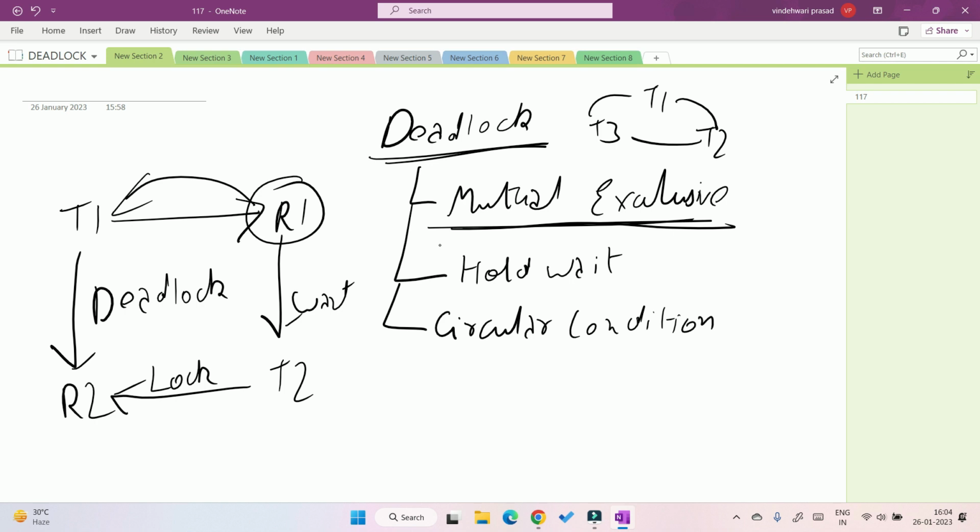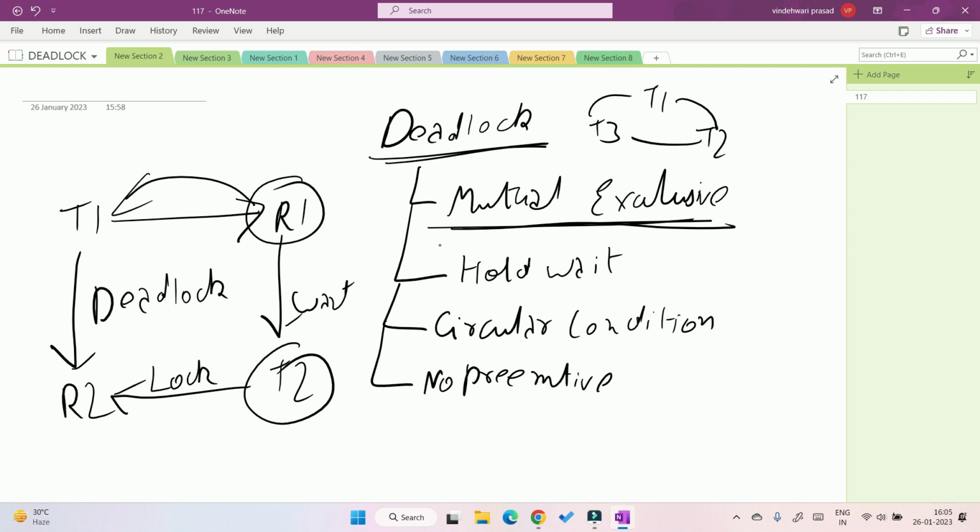Next one is no preemption. What does it mean? It means that suppose T2 wants to complete its work. It has R2, but it cannot forcefully take R1 from T1. So there will be no forceful taking of a resource from any other thread, due to which deadlock occurs. So there are four main reasons why the deadlock occurs.